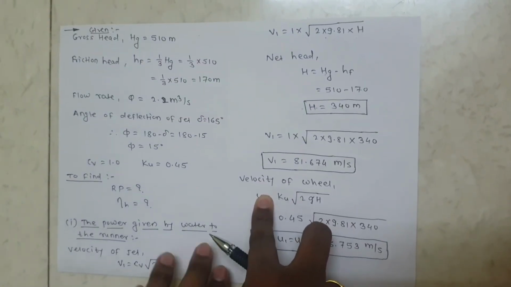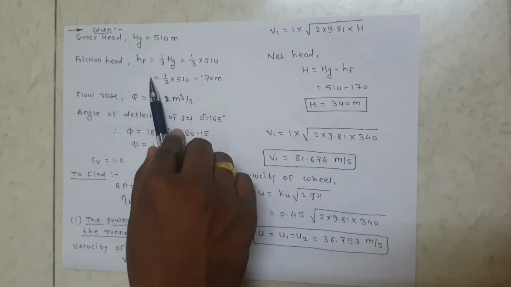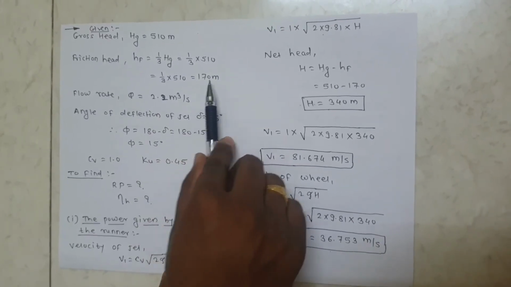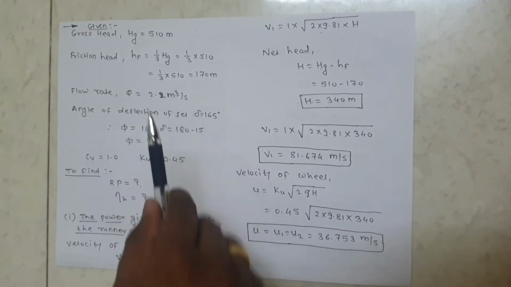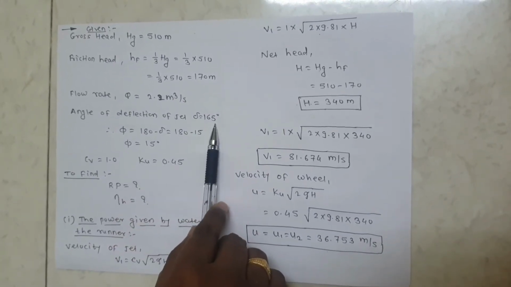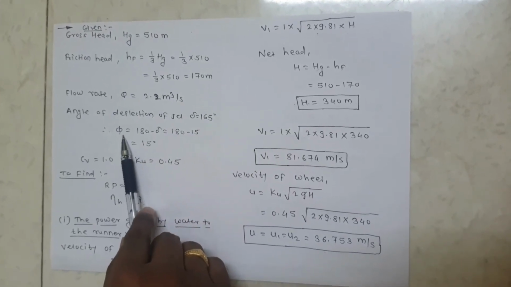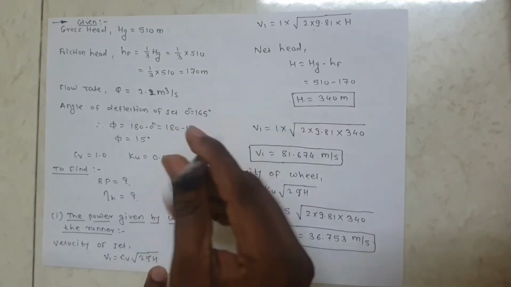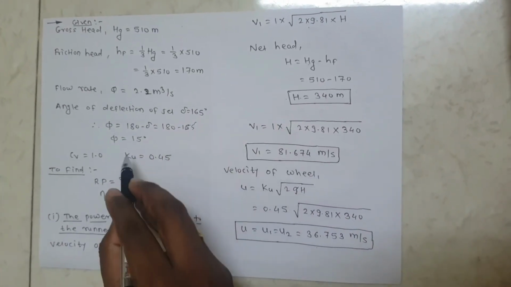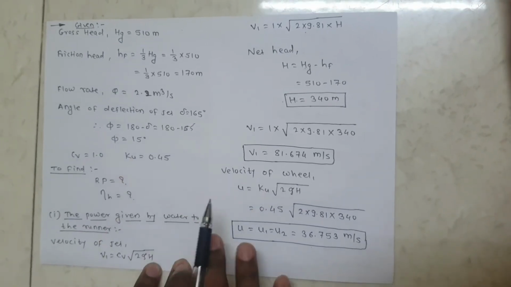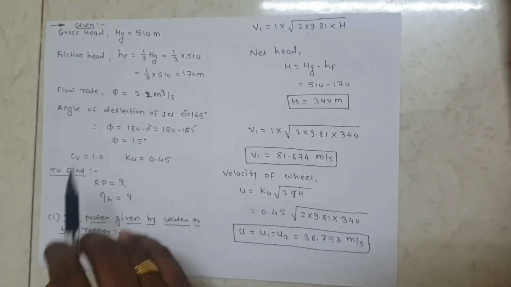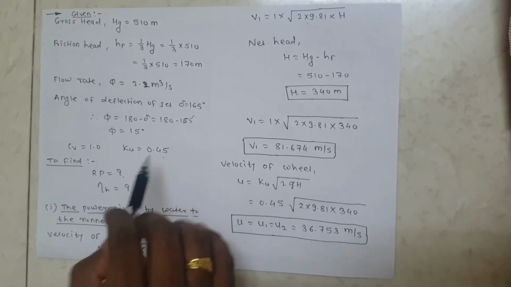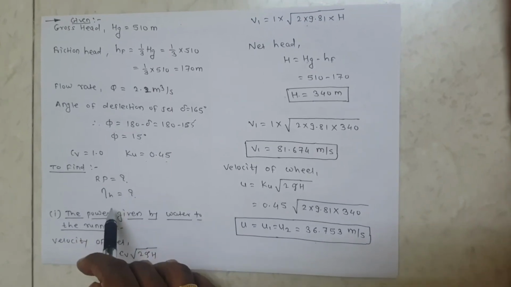So write down the given values. Gross head 510 meter. Friction head is 1/3 of gross head, means 1/3 of 510, that is equal to 170. The flow rate is given 2.2 meter cube per second. Angle of deflection delta is given 165. So blade angle at outlet phi is equal to 180 minus delta, that means 180 minus 165, that is equal to 15 degree. So coefficient of velocity is equal to 1. Speed ratio KU is equal to 0.45. We have to find out runner power and hydraulic efficiency.